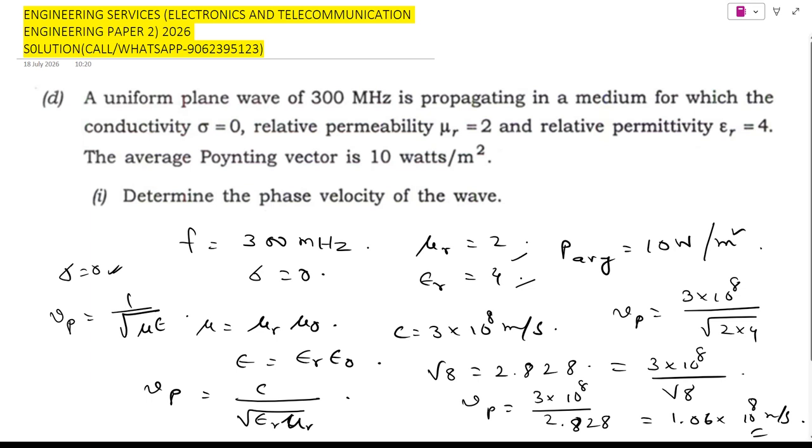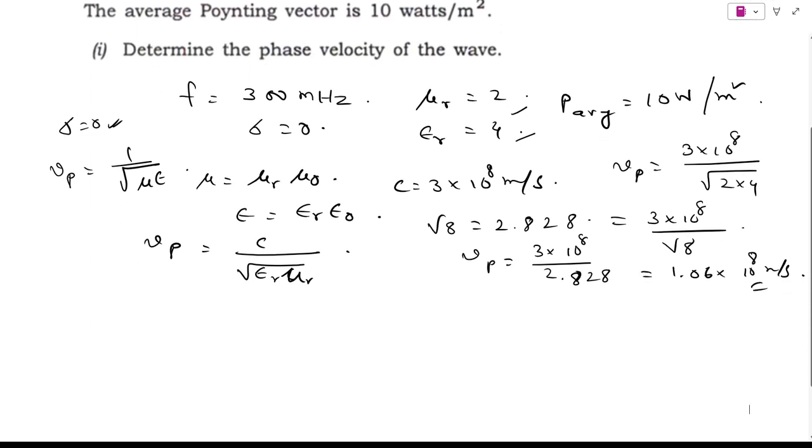Okay, now can phase velocity be greater than the speed of light? Yes, under certain conditions such as waveguides or dispersive media, phase velocity can exceed c. But does that violate Einstein's theory? No, because information travels with the group velocity, not the phase velocity. So this is one of the most frequently misunderstood concepts in electromagnetic theory.